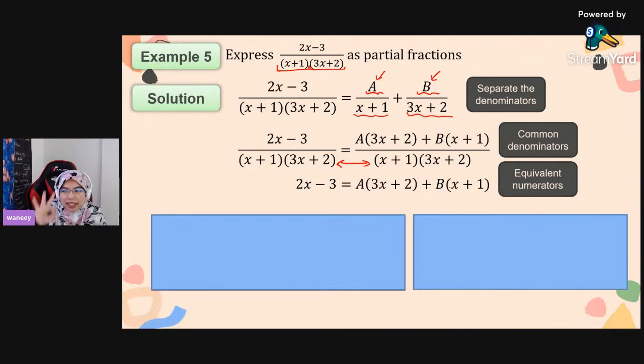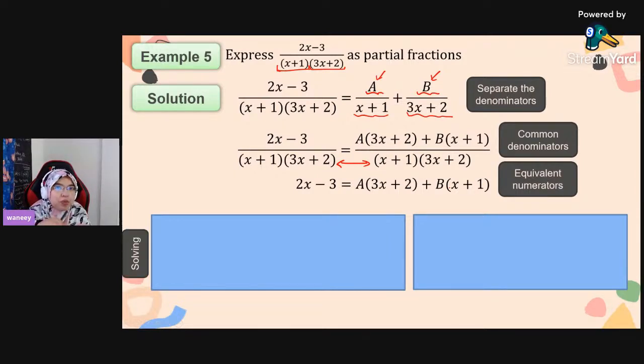So that is the third step. The first step, you must separate your denominator. The second step, you need to make sure you have a common denominator. The third step, you must have an equivalent numerator. The fourth step is the solving part.